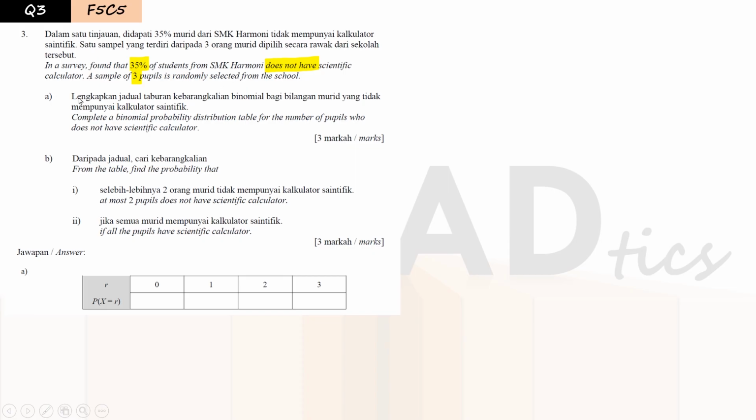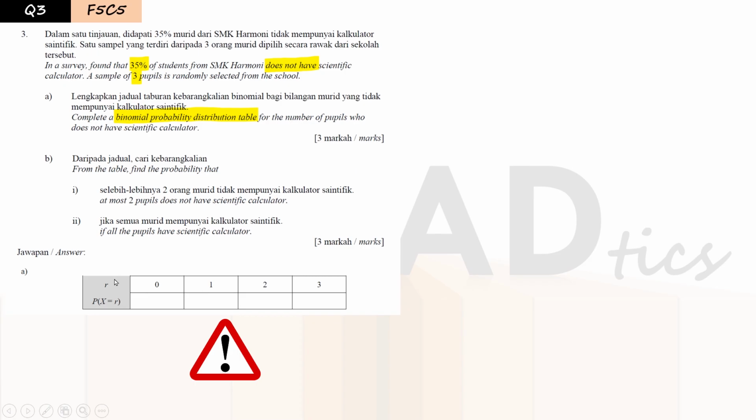Alright, and in part A it says that we need to complete a binomial probability distribution table, which is this table below, for the pupils who do not have a scientific calculator. Alright, so let us understand what a binomial probability distribution table is first. So as you can see in this table, there are 2 rows.